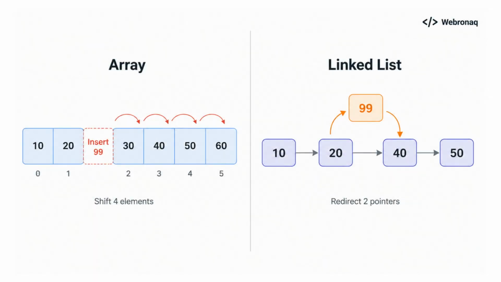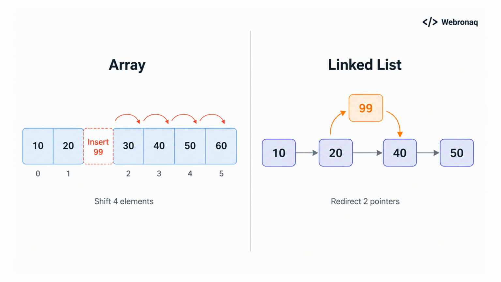Alright, let's see where the real difference shows up. Insertion and deletion. Say you have an array holding 10, 20, 30, 40, 50, 60, and you want to insert 99 after index 1. The array has to physically shift every element from index 2 onward 1 position to the right before it can place 99. That is 4 moves here, and in the worst case, it scales with the size of the list.